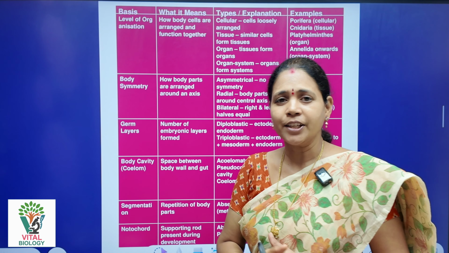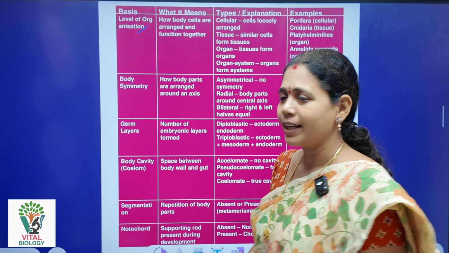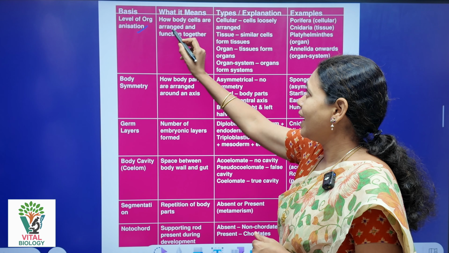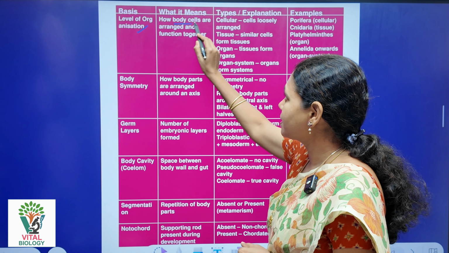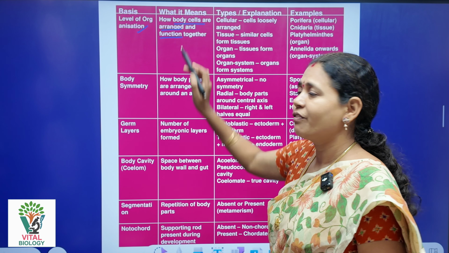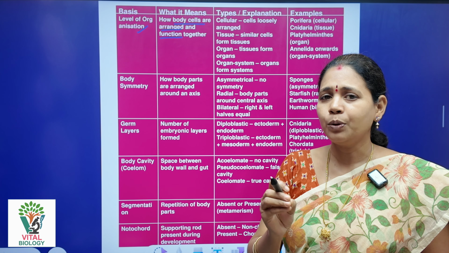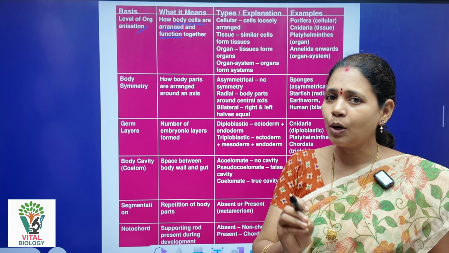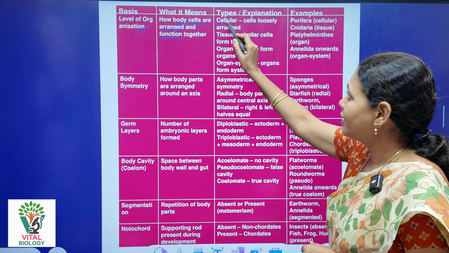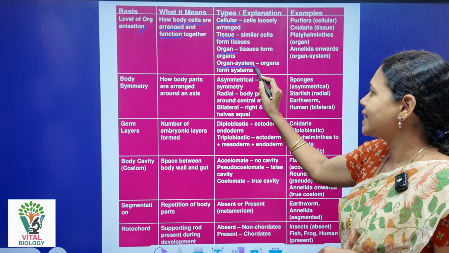So the first basic feature which helps in classifying these organisms is levels of organization. So what exactly are the levels of organization? In this we mainly focus on how their body is made up of cells, how the cells are arranged and how they function. And based on that, animals are divided into cellular level, tissue level, organ level, organ system level.